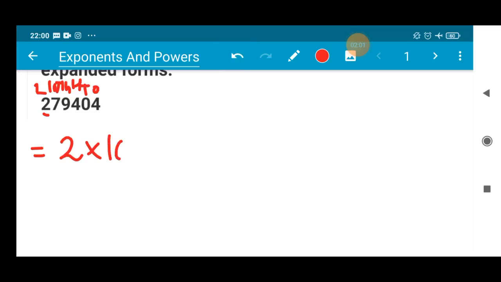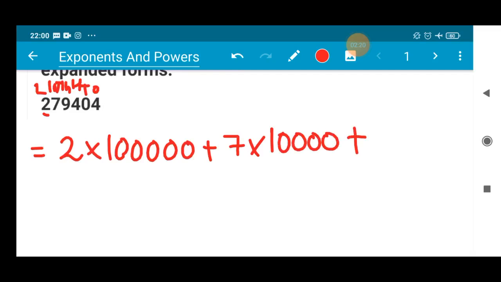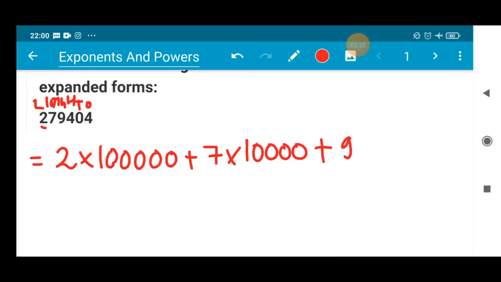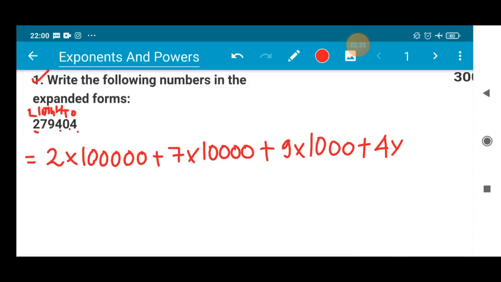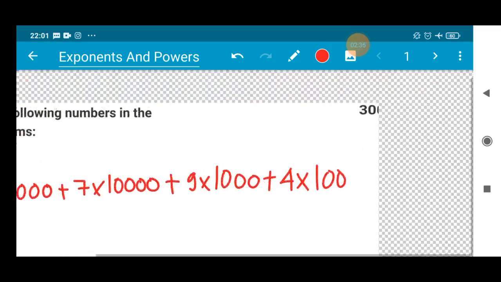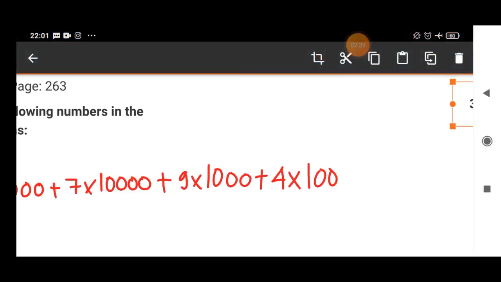So that means it can be written as 2 and then 5 zeros. That many zeros should be given after 2. Plus 7 into how many zeros are there? 4. So 1 and 4 zeros should be written there. Next 9 into 1000, because there are 3 zeros, so 3 zeros should be written. Plus 4 into 100.